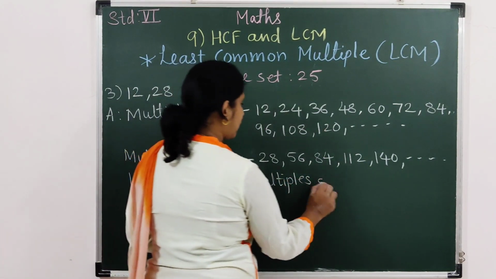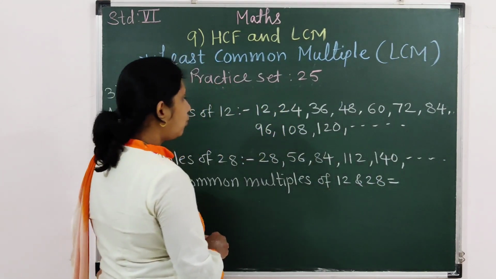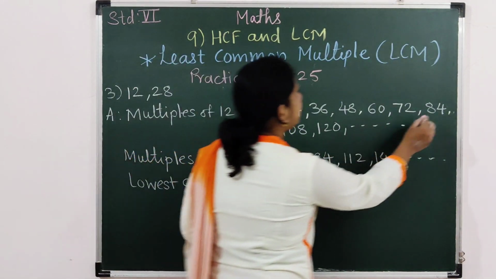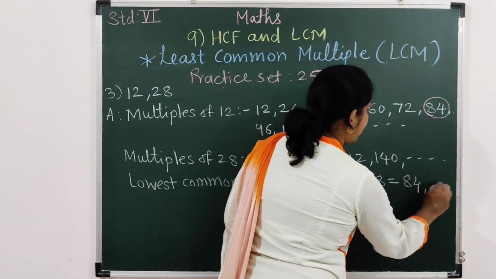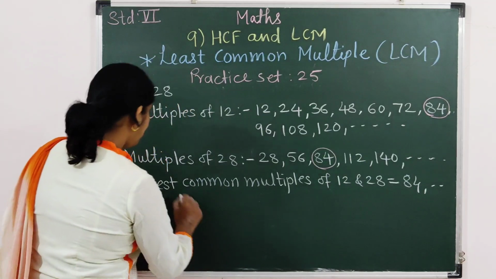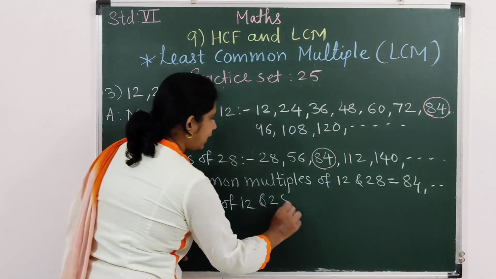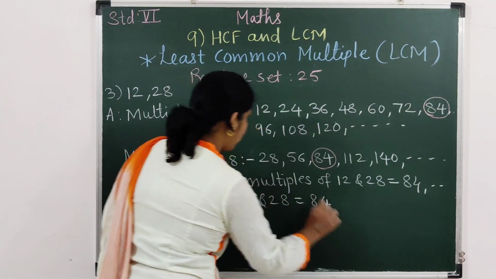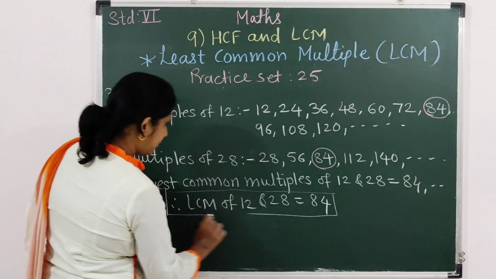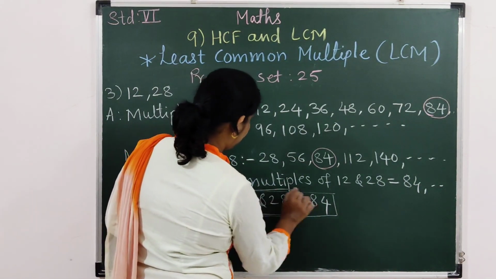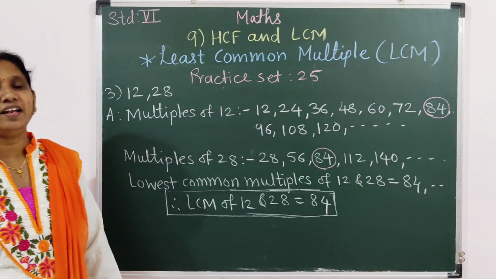of 12 and 28 is equal to... What is the lowest common multiple? Yes, it is 84. Therefore, LCM of 12 and 28 is equal to 84. Alright. So this is your final answer.